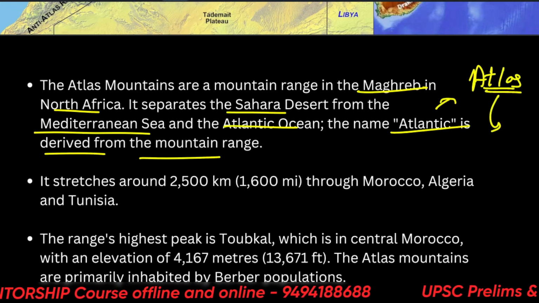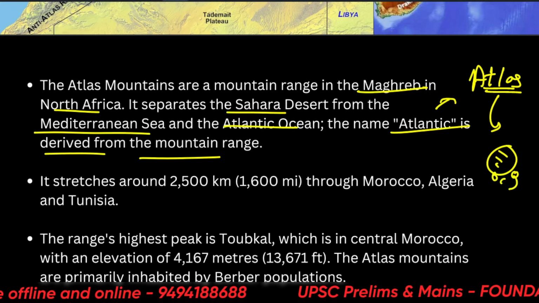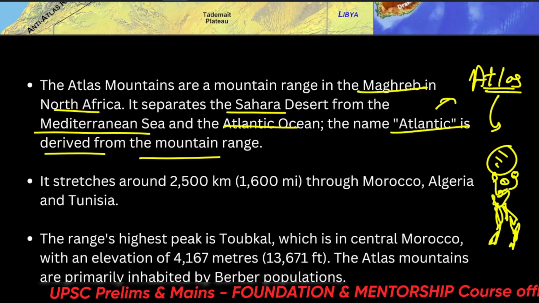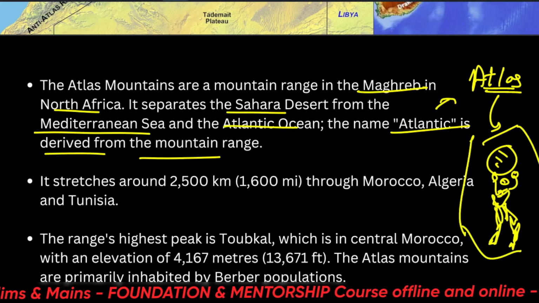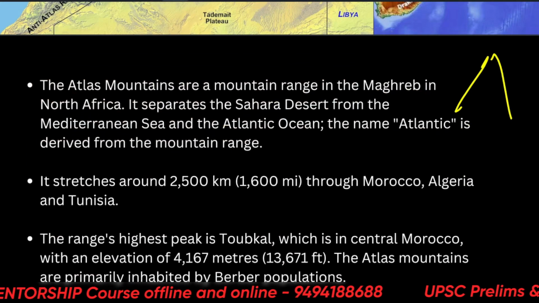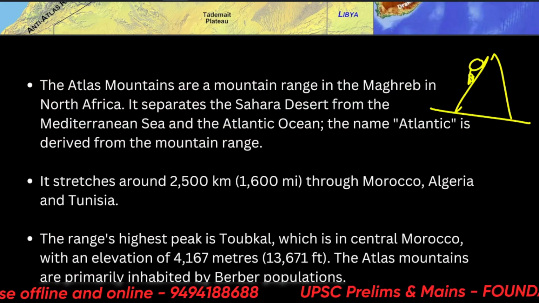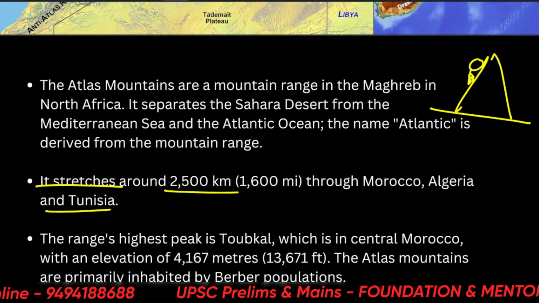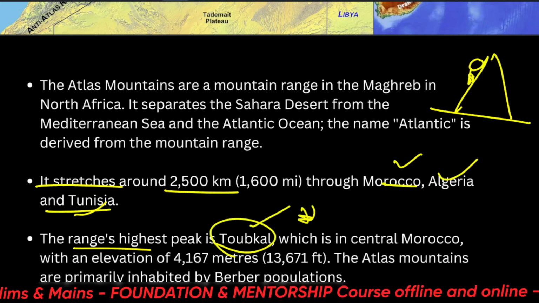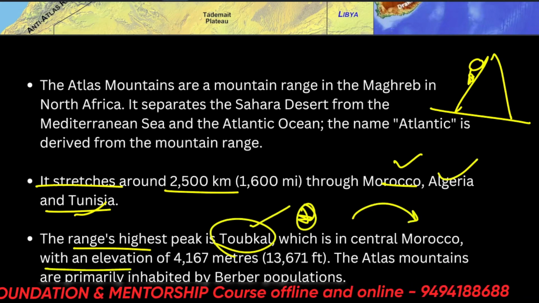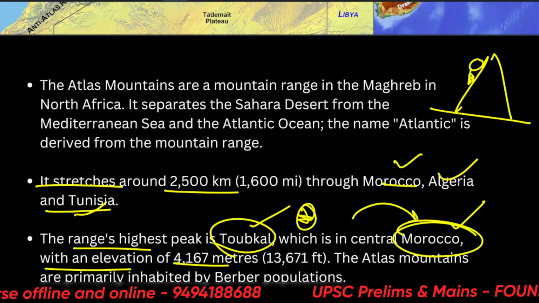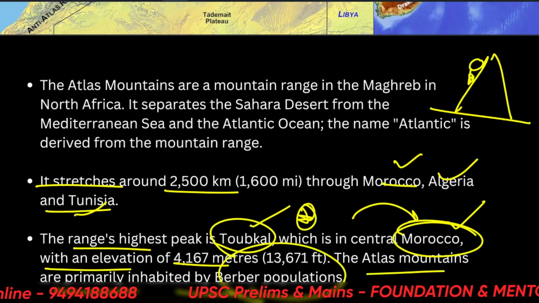Atlas was a Greek god who was supposed to lift the earth on his shoulders, like this. You may have seen this sign on the Atlas cycle also. Because of the height of this mountain, it was said that he lives on this mountain. It stretches around 2,500 kilometers along Morocco, Algeria, and Tunisia. The range's highest peak is Toubkal, so this you need to remember. It's in central Morocco with an elevation of 4,167 meters. Recently there was an earthquake which killed many people in Morocco, so you can read about that. The Atlas Mountains are primarily inhabited by the Berber population.